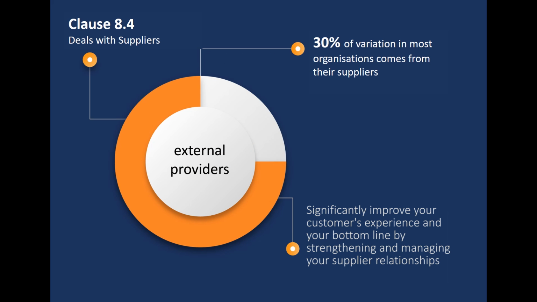Research indicates that in most organisations, 30% of the variation in their system comes from their suppliers. If your suppliers let you down, you're going to let your customers down. Clause 8.4 of the Standard looks at the control of externally provided processes, products and services, and how you need to be working with them so they too conform to the requirements of the Standard.